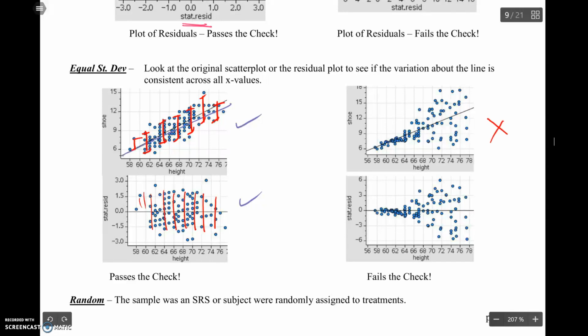This is what it would look like to fail. For small heights, for some reason my predictions are really good, and for large heights, for some reason my predictions are much more spread out. Or not my predictions, but the actual values are much more spread out. So this would be a failing. Basically, you see this fanning of more variability for different values of x.